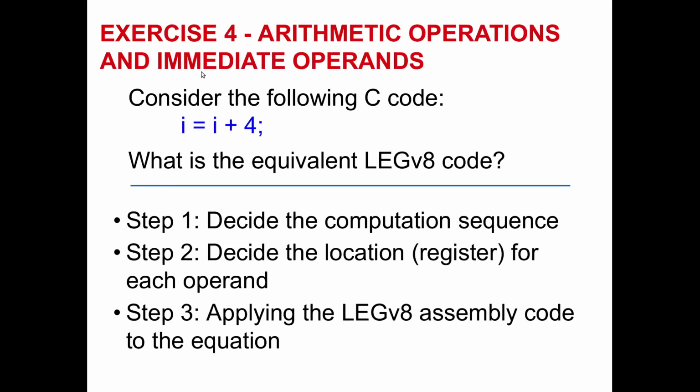Next, we will go to exercise 4, which is related to working with immediate operands. Here you can see the C code i = i + 4, in which 4 is an immediate operand, and i we can consider as a register in the CPU. And so we will need to follow the same three steps: deciding the computation sequence, deciding the location of the register for the operand, here the operand i, and applying the LEGv8 assembly code to the equation.